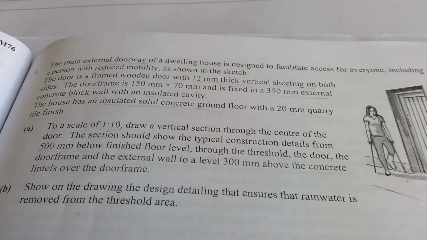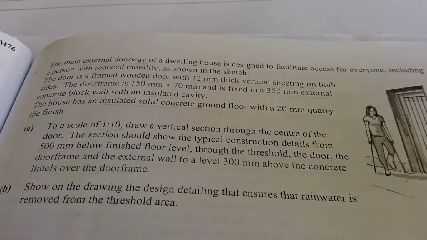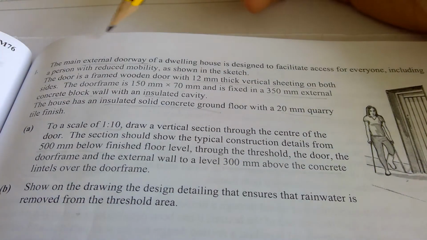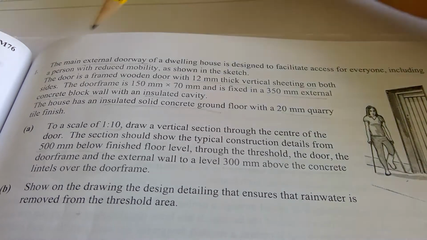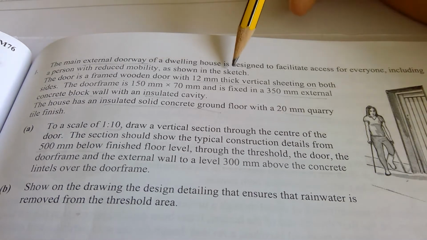Okay, 2011, drawing detail question 1. We'll have a read through the question first of all, and we'll discuss the keywords and see what it's supposed to look like from there. So the main external doorway of a dwelling house is designed to facilitate access for everyone, including a person with reduced mobility, as shown in the sketch.